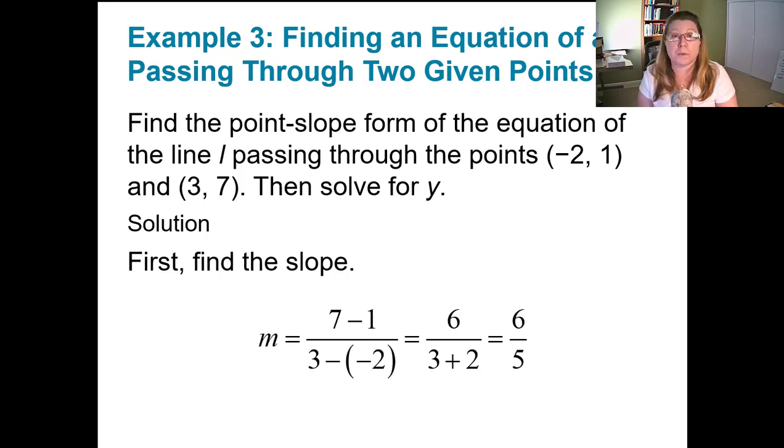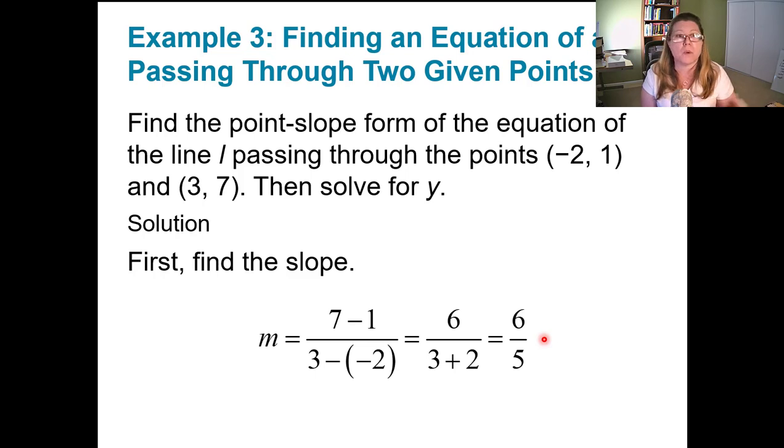So our slope is the change in y over the change in x. So y2 minus y1 over x2 minus x1. So 7 minus 1 over 3 minus negative 2. That gives us 6/5. Now that we have the slope, we're going to take the slope and one of the points.